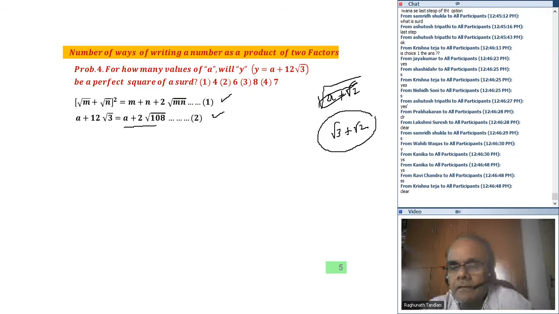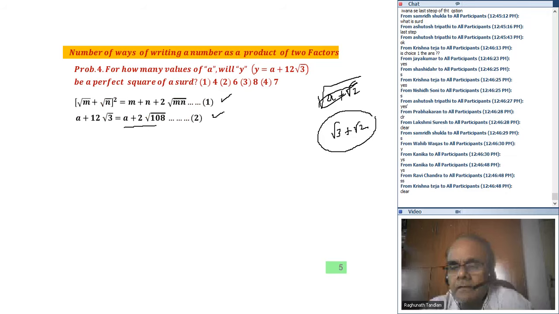Can I write it as a plus 2 root 50? 50 has how many factors? 2 into 5 square, so 6 by 2. Are you now clear? Are you getting the speed now?